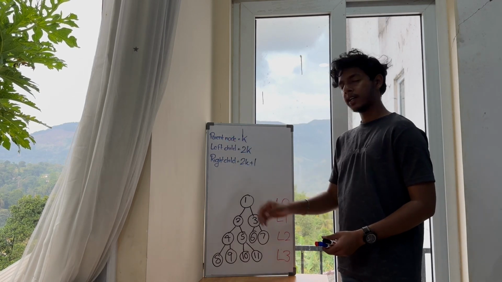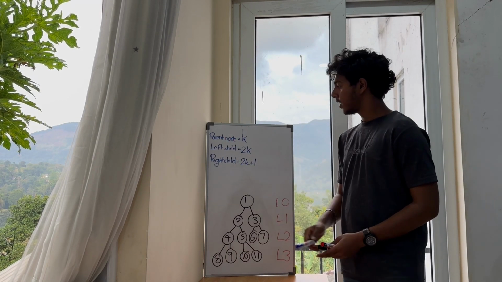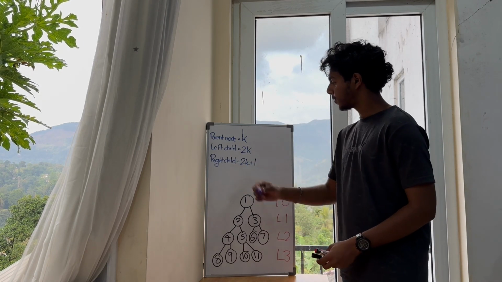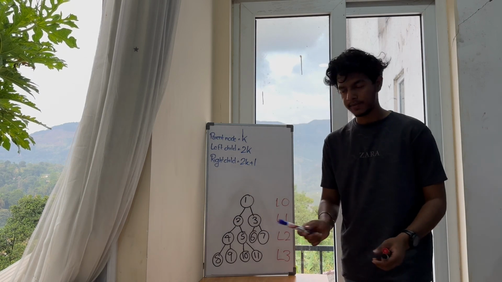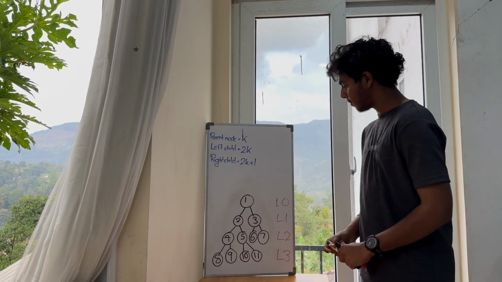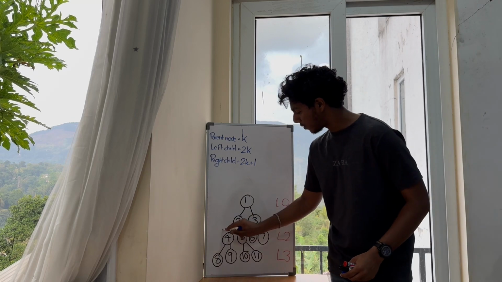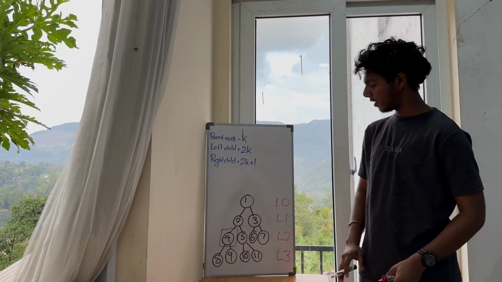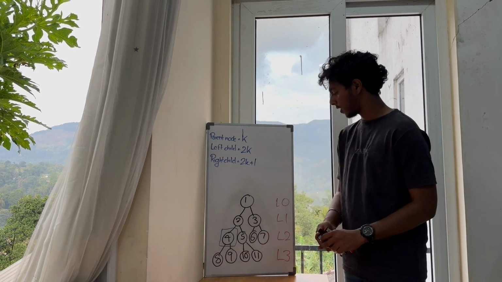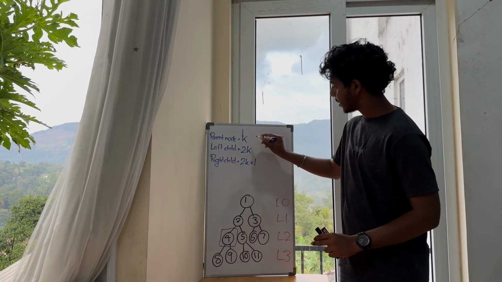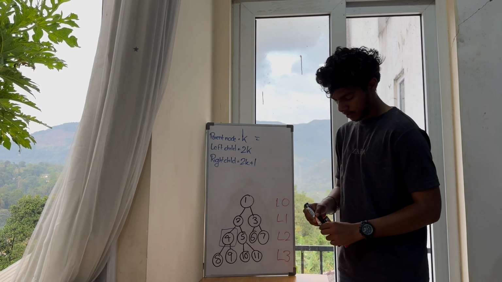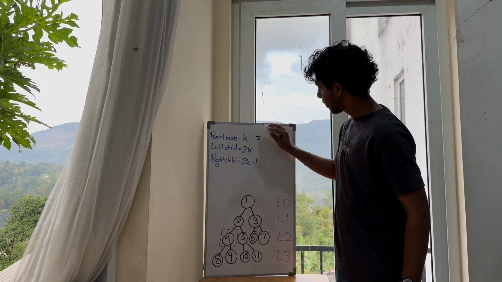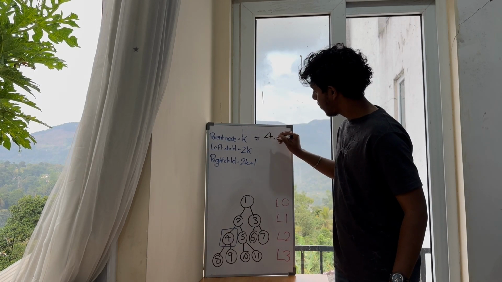For a parent node, let's put the value k, and for the left child the value is 2k, and for the right child the value is 2k plus 1. Let's do an example. Let's say we want to find the left and right child of this parent node. Assume that we don't know this. So k is equal to 4.